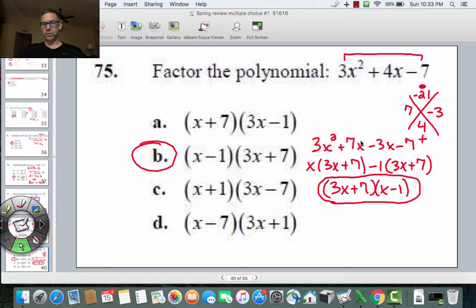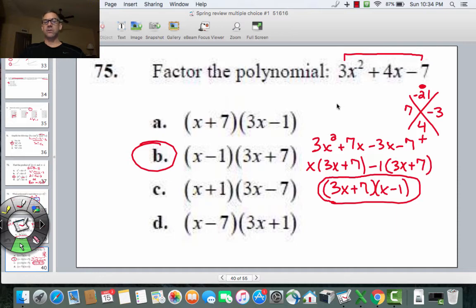So the first two terms have an x in common. So we take out an x, and then we see what's left, 3x plus 7. The last two terms have a negative 1 in common. So we take that out, and we see that there's a 3x plus 7 left over. They both have a 3x plus 7, so we take out the 3x plus 7, and we see that we have an x minus 1 left over.